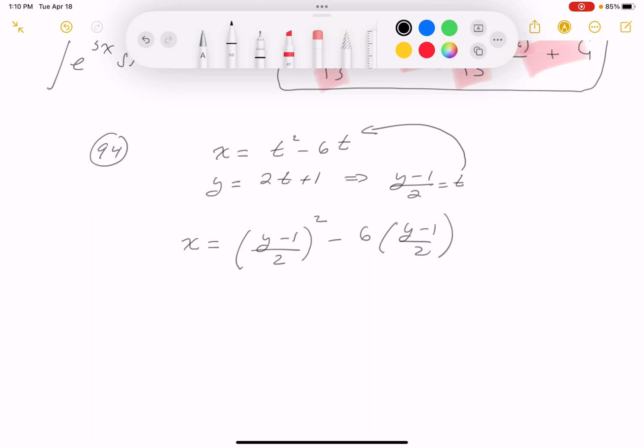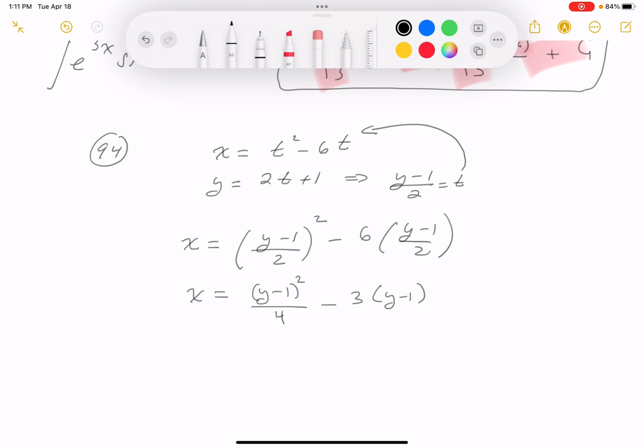Now granted, that is a Cartesian equation. I want to clean it up a little bit. And to do that, I'm just going to do a few things. Let's take a look at that. I could write (y minus 1) squared over 4. You could expand the y minus 1, I'm not saying you can't. And this over here looks like 3 times (y minus 1). All right, that's not so bad.